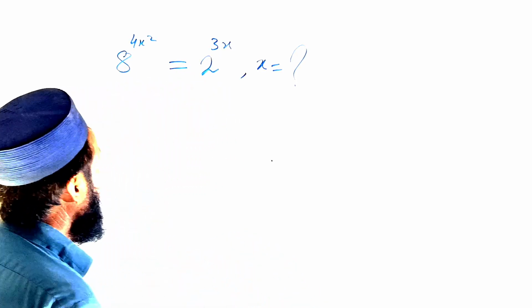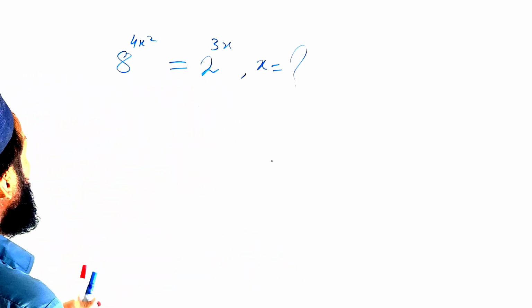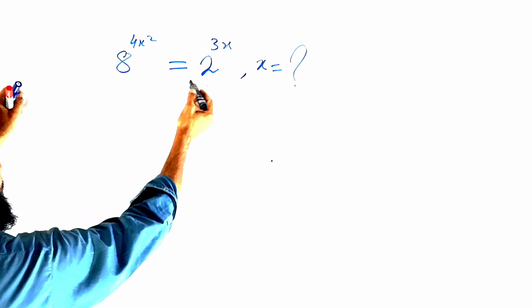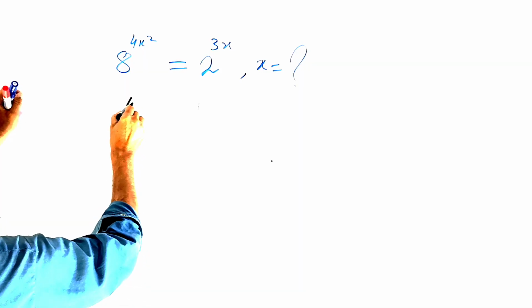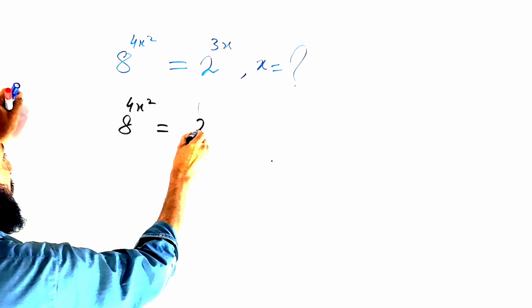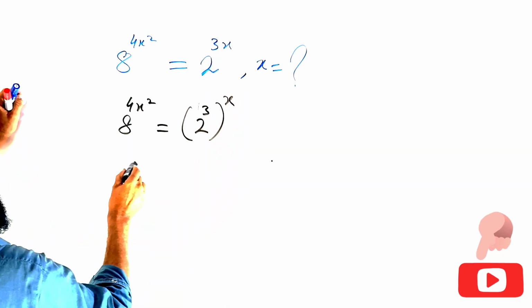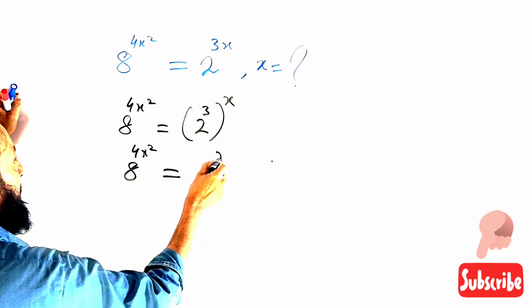Today we have a very interesting exponential equation. How can we simplify this? We can write this as 2 exponent of 3x. We can write 8 exponent of 4x square is equal to 2 exponent of 3, whole exponent of x. Now 8 exponent of 4x square is equal to 8 exponent of x.